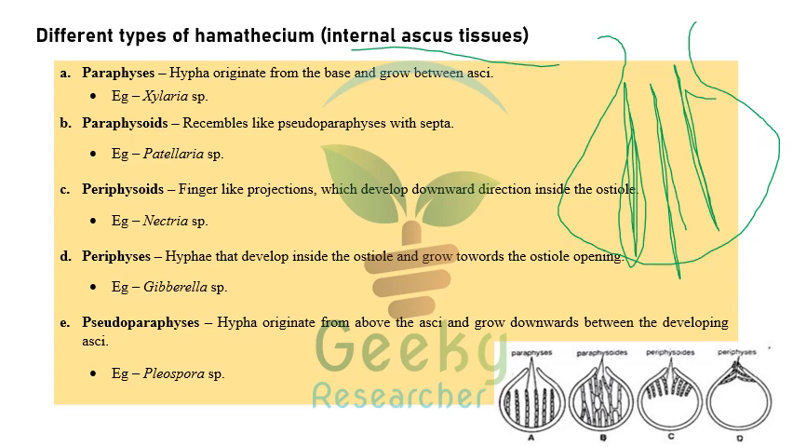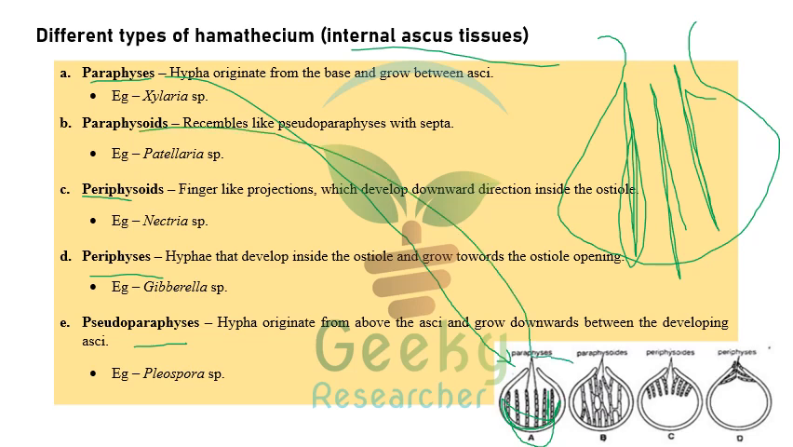Here five types are there: paraphyses, paraphysoids, periphysoids, periphyses, and pseudoparaphyses. I will tell you in a simple way. Paraphyses are hyphae that originate from the base, see here, this is the base, and grow up between the asci. So they develop in between the asci. For example, Xylaria.